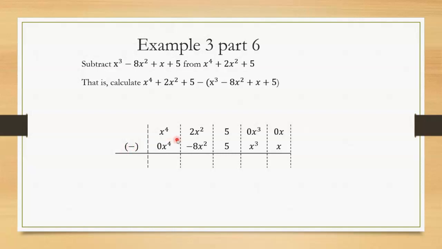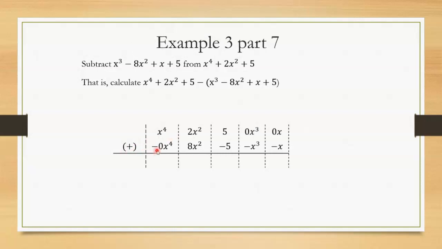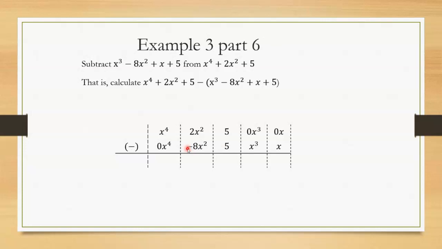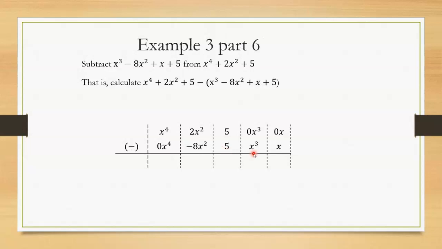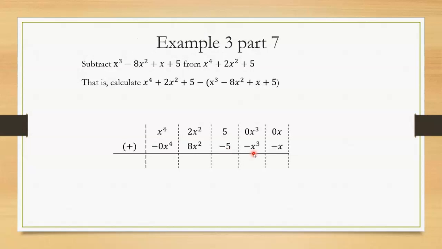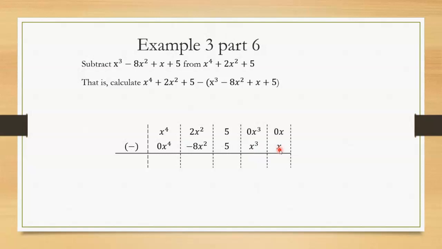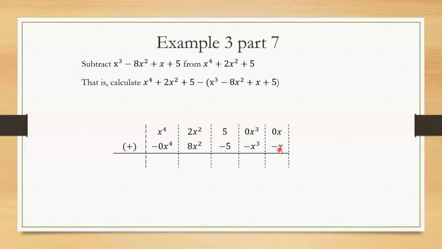So we distribute. So this becomes minus 0x to the 4. This was minus 8x squared, right? But now it's going to be 8x squared, double negative, right? This was just 5. It's negative 5. This was x cubed. It's minus x cubed. This was x. This is minus x. Here, really, you don't have to negate because this is 0, but I do out of habit with these kinds of problems.